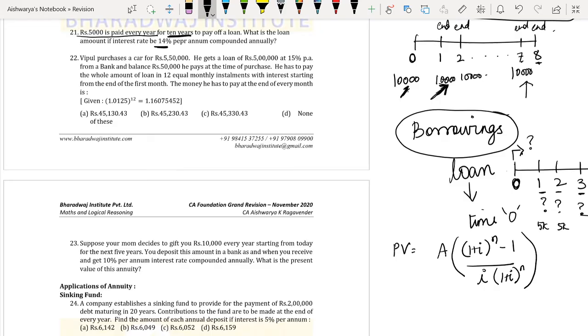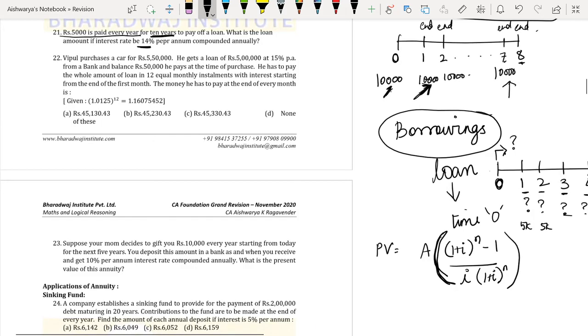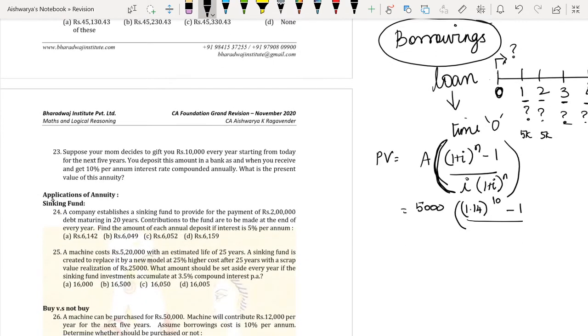Textbook again, this will be slightly different. Don't bother about what is given. This formula will be very helpful for you to use the memory function of the calculator also. So let us fill up the values. 5,000 into ((1 plus i, which is 1.14) to the power n, where n here is 10, minus 1) divided by i, which is 0.14, into 1.14 to the power 10.